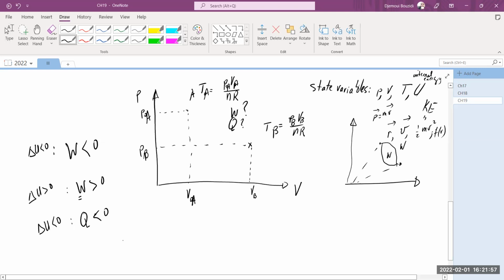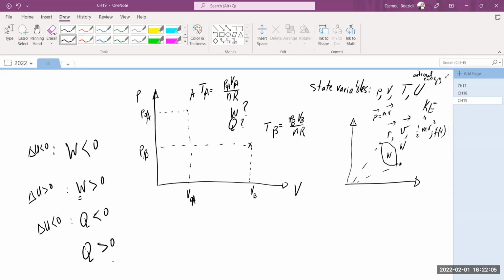Or you could end up with a situation where you pump heat into it. You add heat into it. That too will raise its temperature. So delta U is going to be positive. Okay. So you end up with more energy in the system if you pump heat into it.